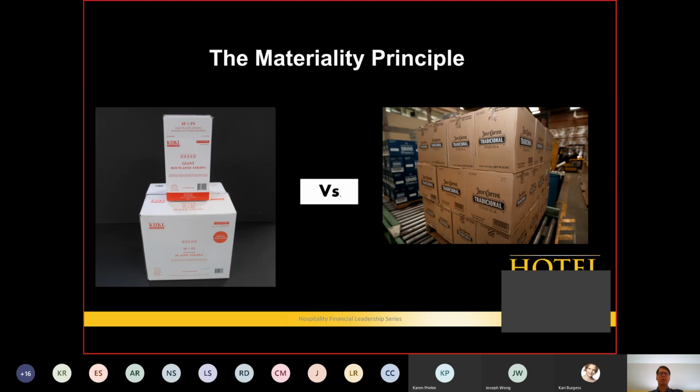Most hotels will do what we call direct expense things like straws, garbage bags, toilet paper, the things that are not very expensive, the things that people typically don't want to steal from us or abuse. Whereas on the other hand, we'll treat something like tequila very differently. We will put it into inventory, we will put it on the balance sheet, we will count it every month, and we expense it based on our consumption of tequila. So materiality is really important when it comes to looking at the different types of expenses. Always be thinking about whether this expense is a material expense or an immaterial expense.